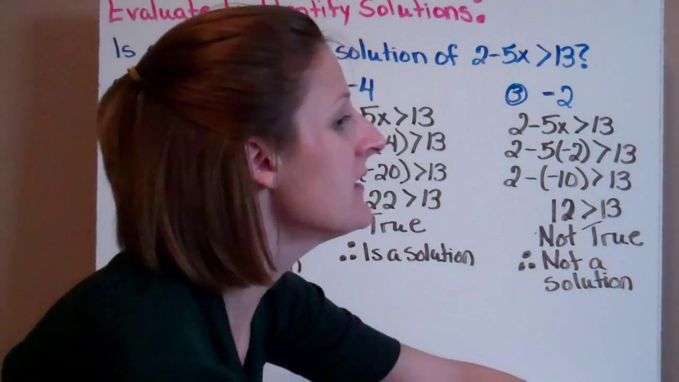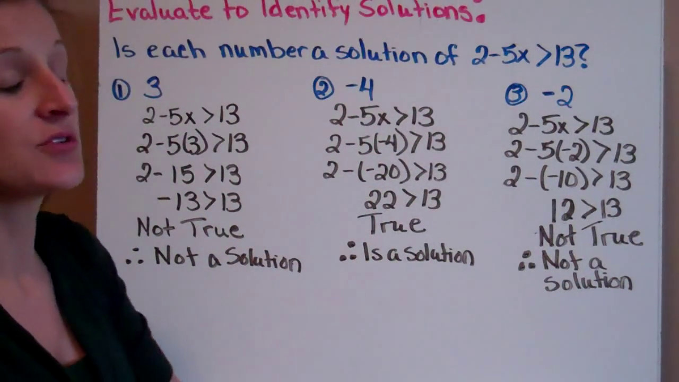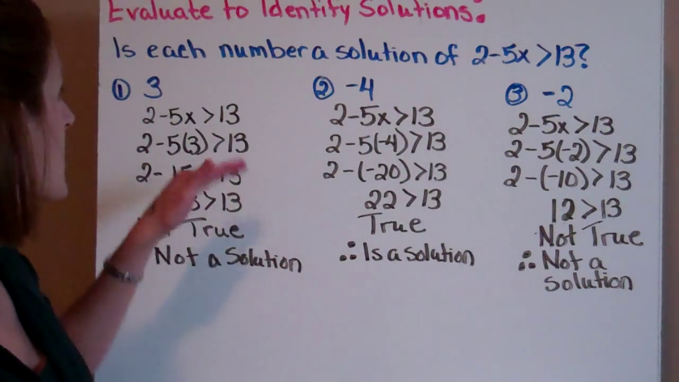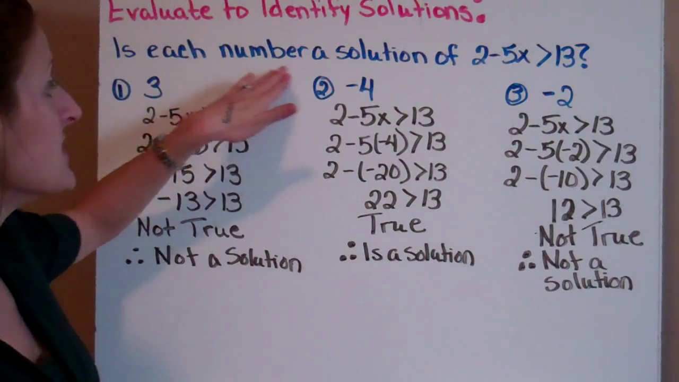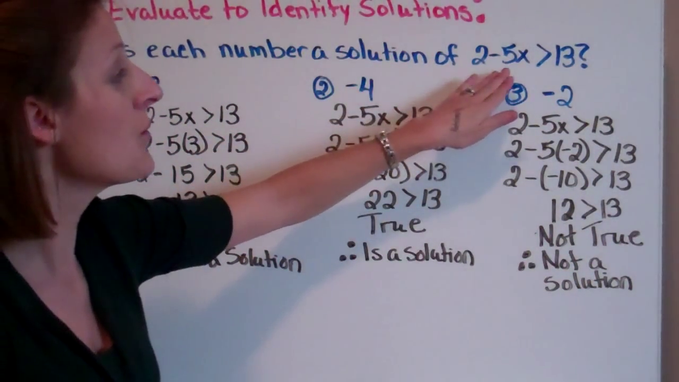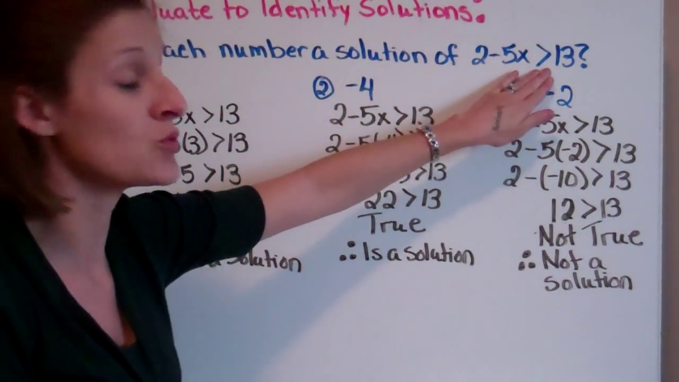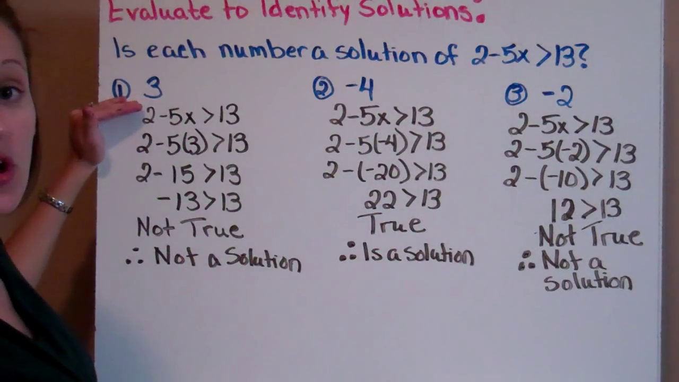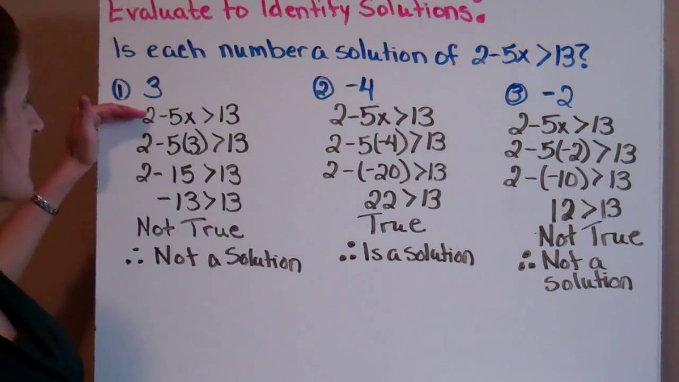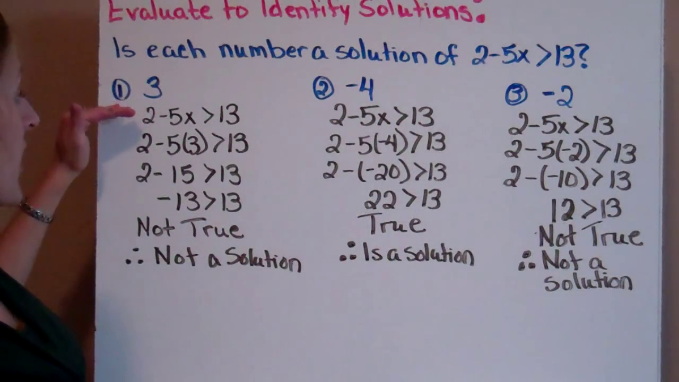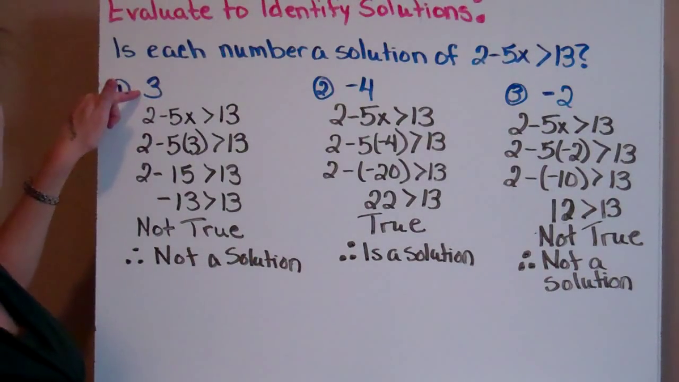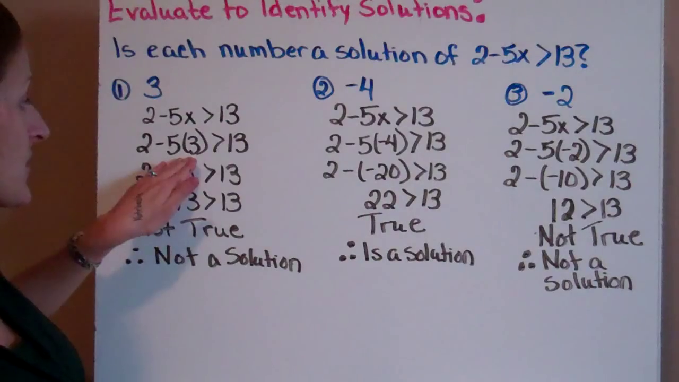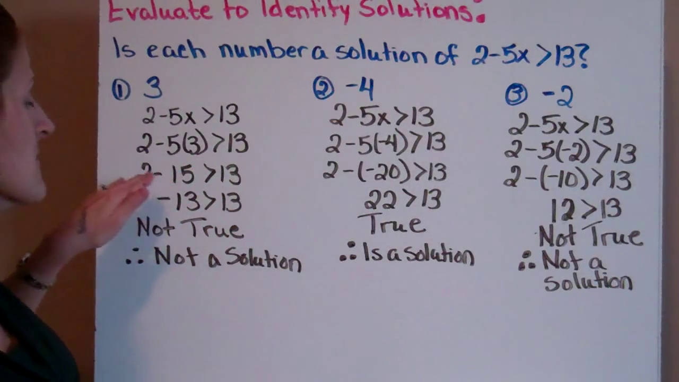Alright, so now we're going to evaluate to see if numbers are correct solutions to an inequality. So we want to know, is each number a solution of 2 minus 5x is greater than 13? So basically I give you the number 3. I want to know if this is a solution. I take the inequality. For x, I'm going to plug in 3. So I've got 2 minus 5 times 3, see if it's greater than 13.